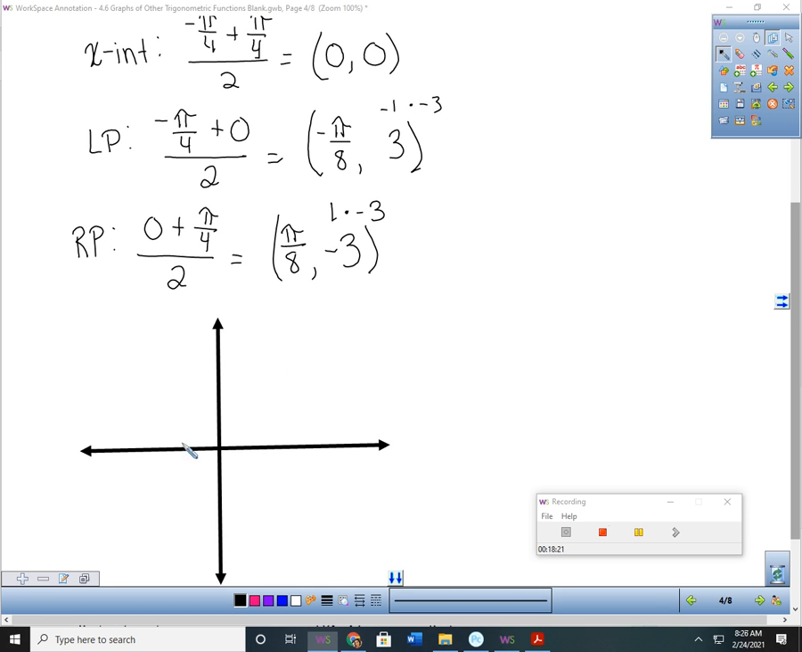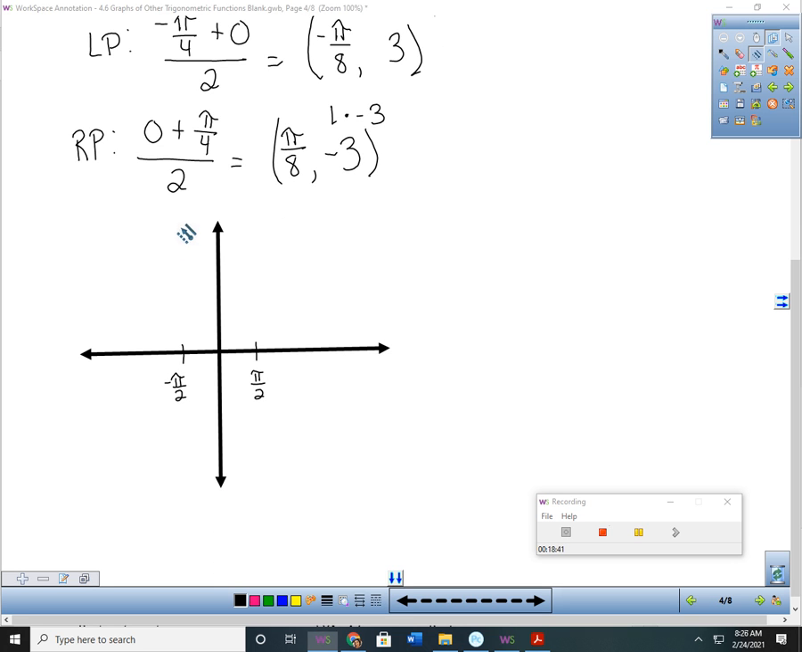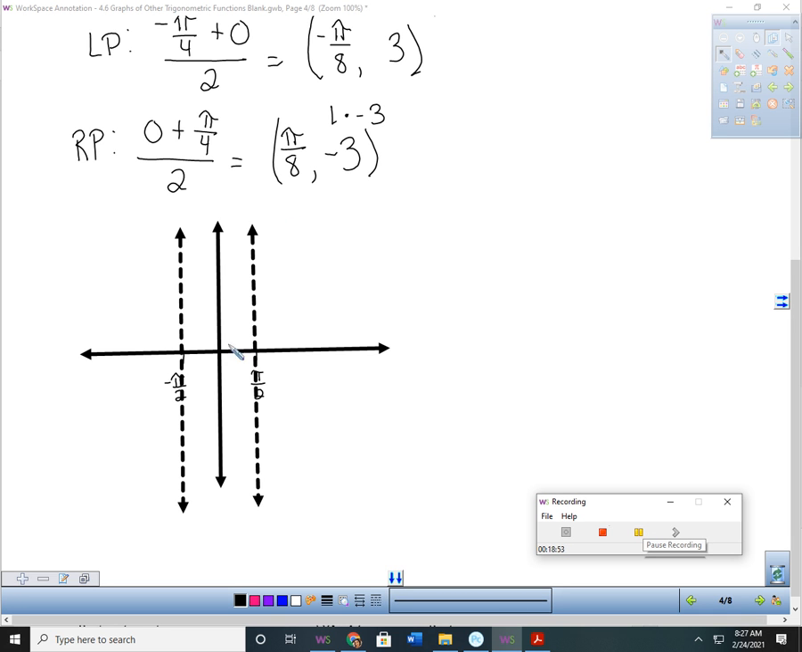All right, so pi over 2 to the left and to the right. Those are my asymptotes. All right, I know halfway in between, I've got my x-intercept is at 0, right? We have not shifted that at all.